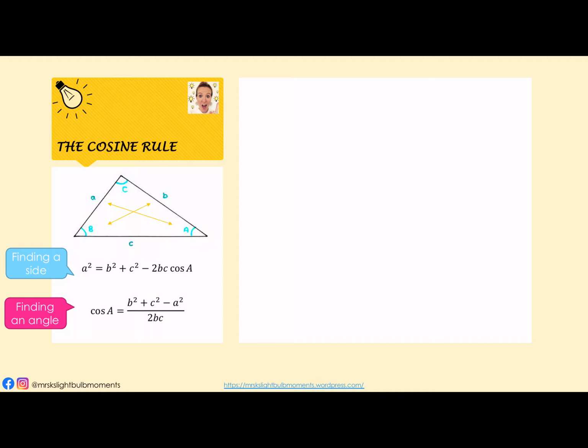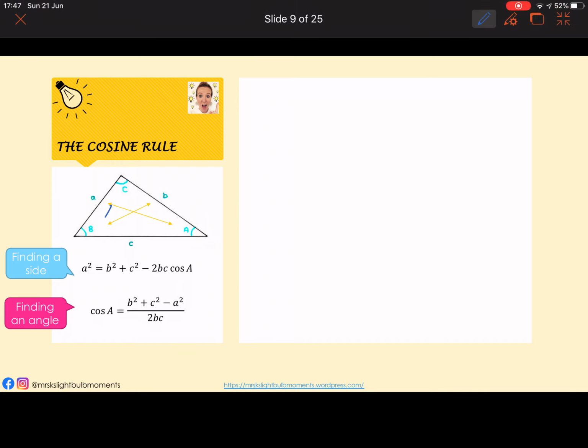Right, this is the cosine rule. It's the same labelling as before. This time, ignore the fact that it's got these lines in the middle. I just didn't cross them out from the sine rule. Sorry about that. I'll get rid of it when I upload the version to my website. But these are the formulae underneath.